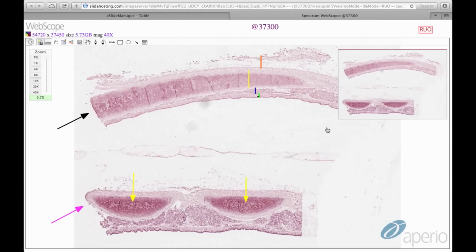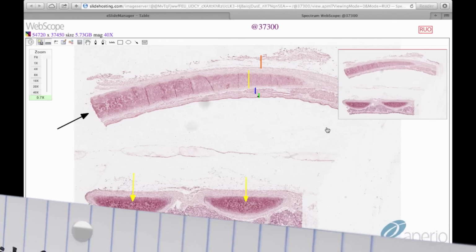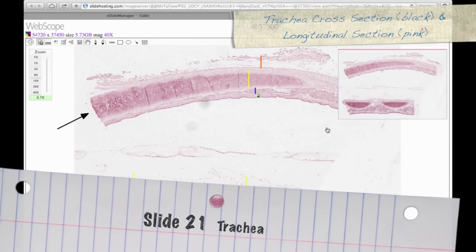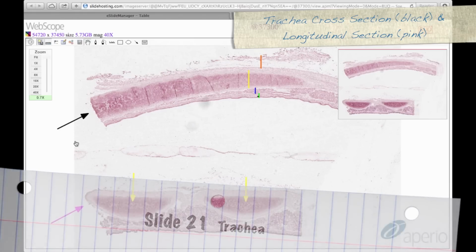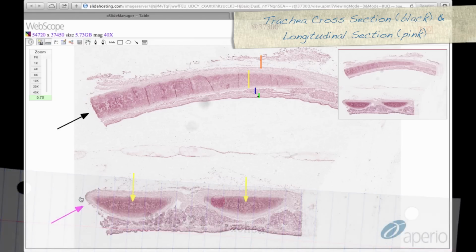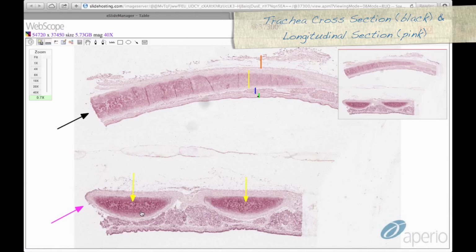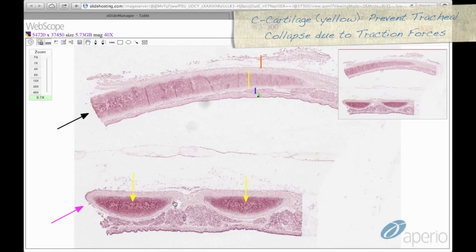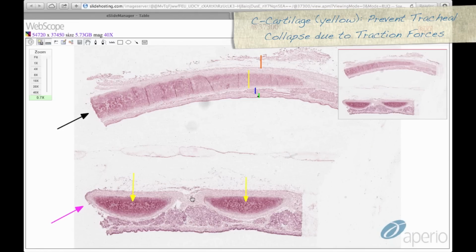Continuing down the respiratory tract, we are now looking at slide 21, which shows both a cross-section of a trachea at the black arrow and a longitudinal section of the trachea at the pink arrow, both stained with H&E. An important characteristic of the trachea are the C-shaped cartilaginous bands seen here in longitudinal section at the yellow arrows. These bands prevent the trachea from collapsing due to traction forces.